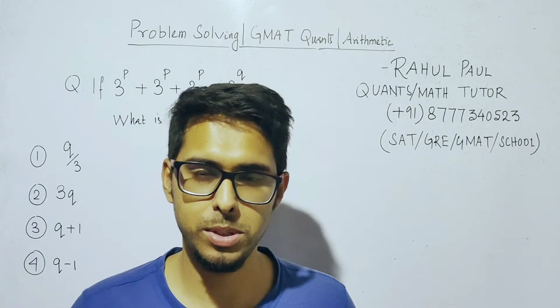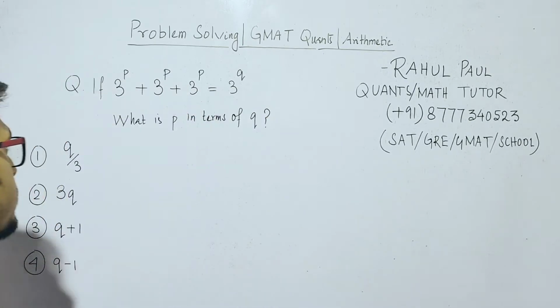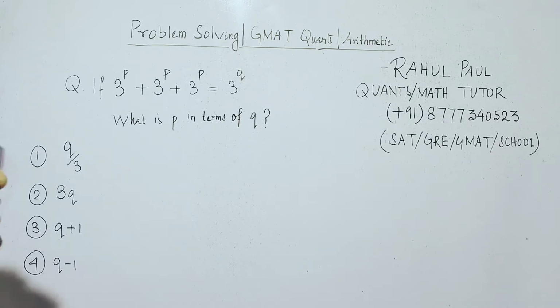So here we go with the first question. If 3 to the power of p plus 3 to the power of p plus 3 to the power of p equals 3 to the power of q, what is p in terms of q? And we have the four options in front of us: q by 3, 3q, q plus 1, q minus 1. In order to answer this question, we have to remember the rules of exponents.